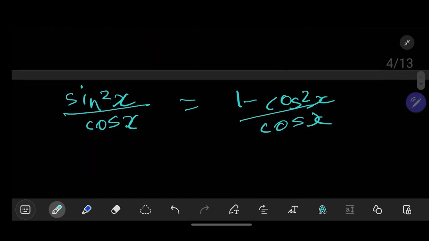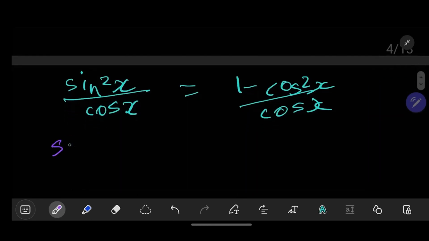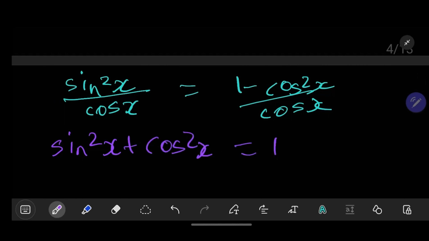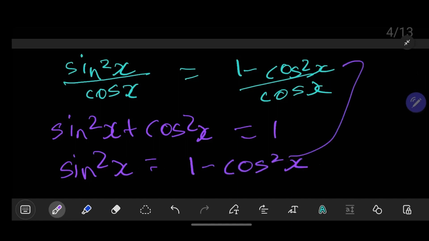And if you've seen this, or if you were paying attention with your identities, you would already understand that these two are equal. Now, how are these two equal? We know that sine squared x plus cos squared x is equal to 1. So sine squared x is equal to 1 minus cos squared x, which is that and that.